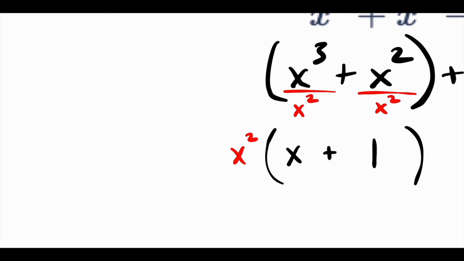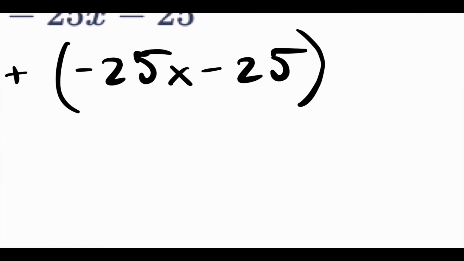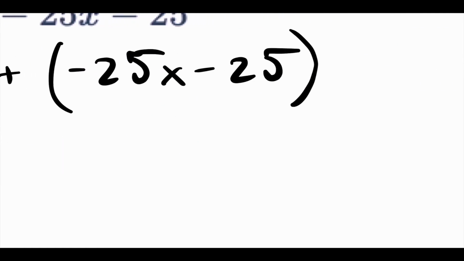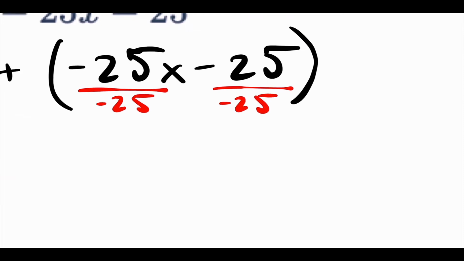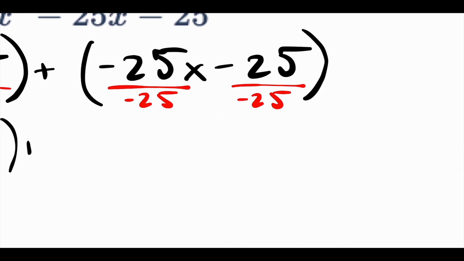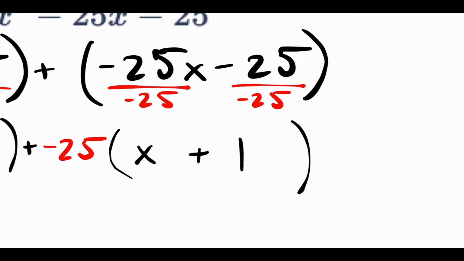All right, so now we're going to do the same thing with the second group. So here's the next group. Does that have a GCF? Negative 25. So I'm going to divide both by negative 25. So the plus still goes in the front. I have a negative 25 now. When I divide by negative 25, negative 25 divided by negative 25 is positive 1x, and negative 25 divided by negative 25 makes a positive 1.